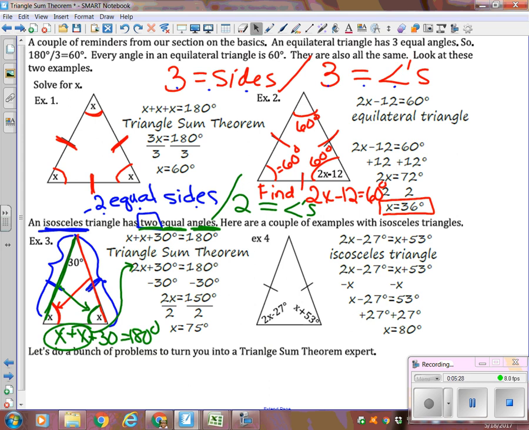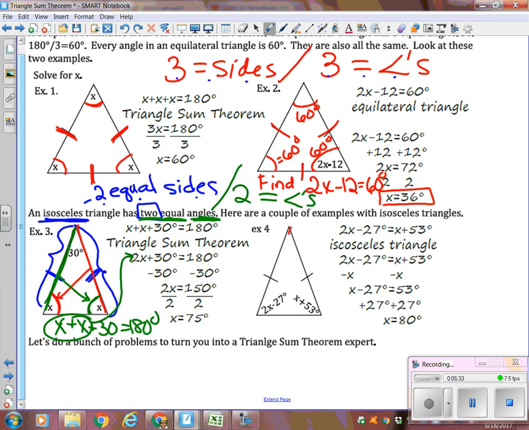Now, looking at the fourth example, just to be sure that you're able to interpret what you see here, this side has one tick mark, this side has one tick mark. That means that the angle across from that side and the angle across from that side, these two angles, are the same measure. Normally we'd put one arc mark on each one, because one arc mark on each would indicate that those two angles have the same measure. So that tells me that this angle, 2x minus 27, is equal to that angle, x plus 53. And of course, that's how they set it up and solved it.